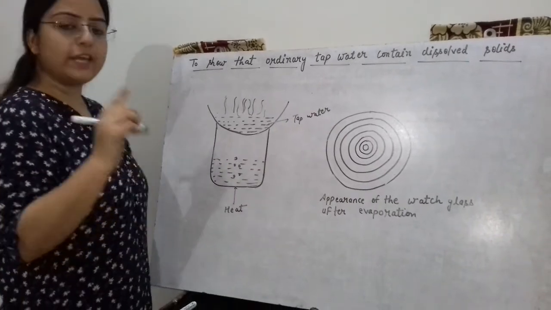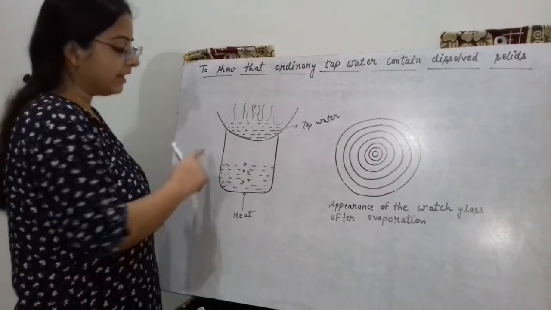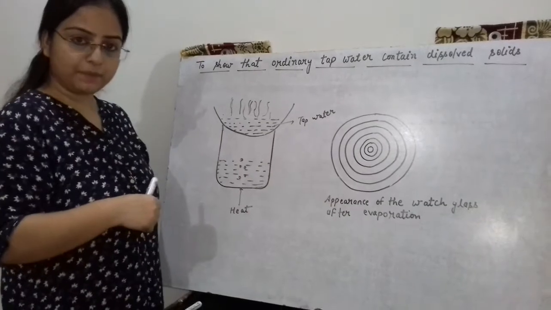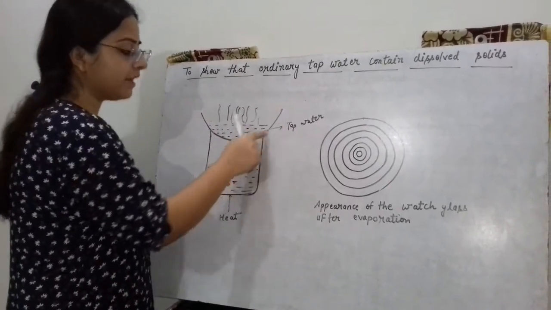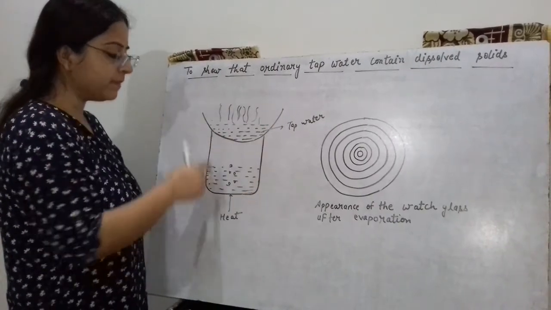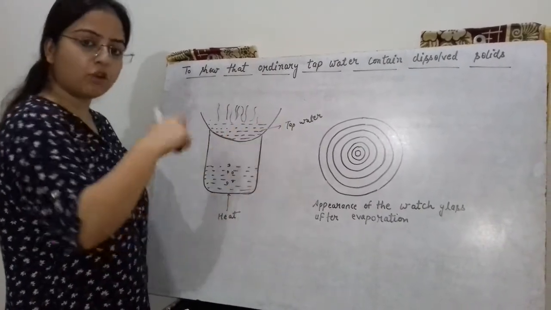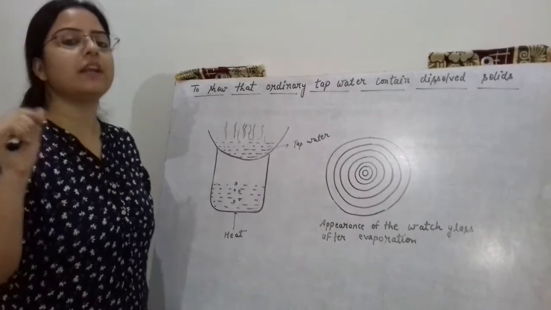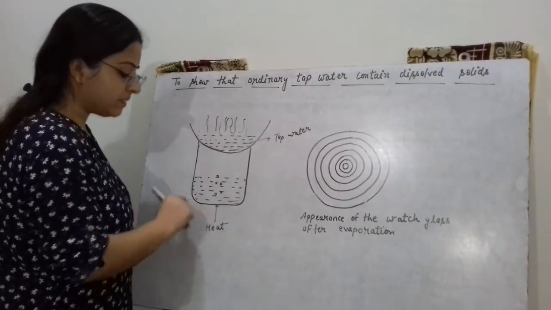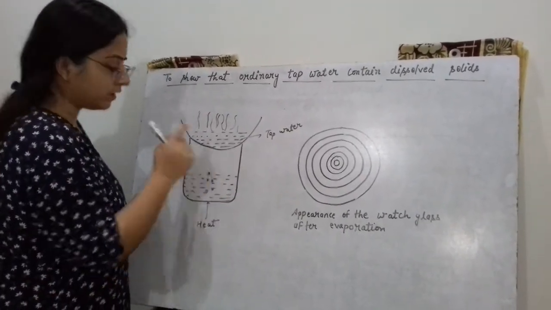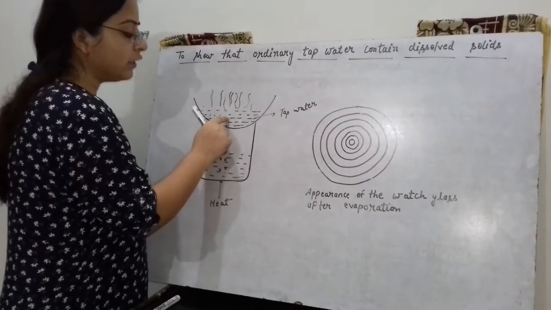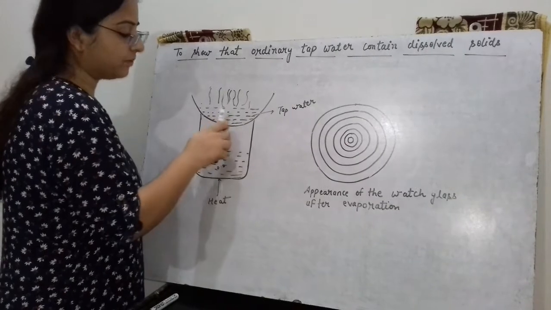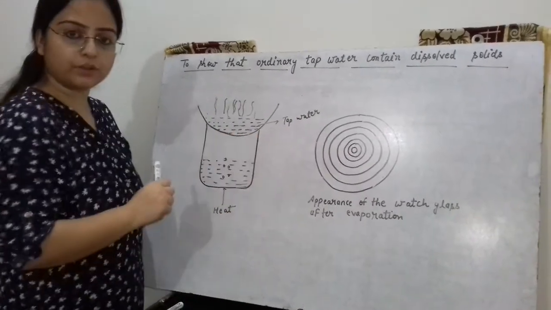For this we have taken one beaker and in that beaker some water is kept, and over that beaker one watch glass is kept, as you can see in this diagram. This watch glass you will see in the chemistry lab also. So over this beaker which was containing water, one watch glass is kept and on this watch glass we have taken some tap water. As you can see, this water is the tap water.